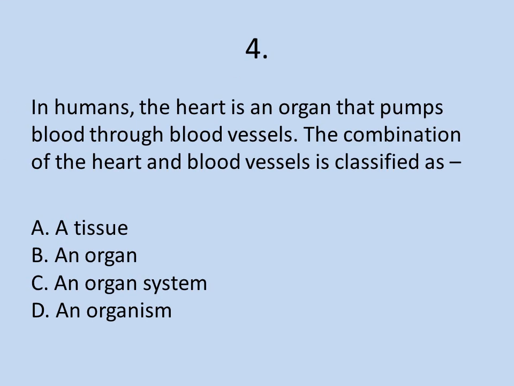Question 4. In humans, the heart is an organ that pumps blood through blood vessels. The combination of the heart and blood vessels is classified as A. A tissue, B. An organ, C. An organ system, or D. An organism.